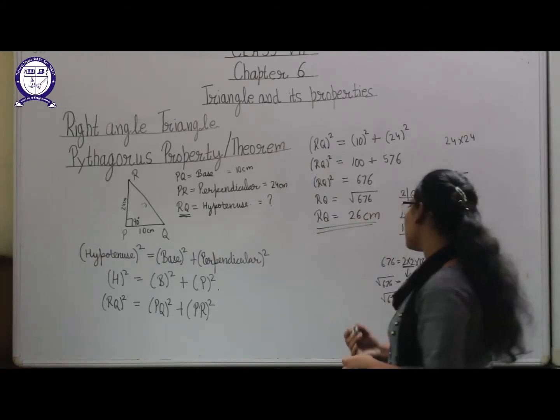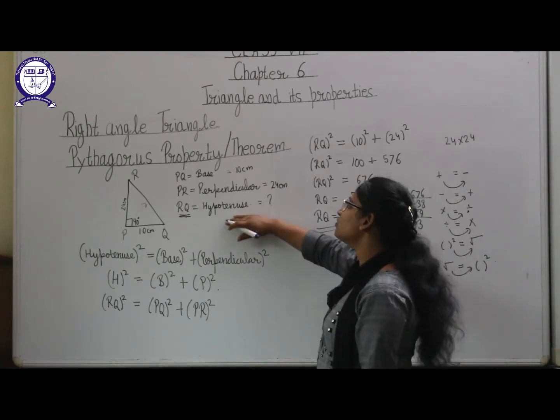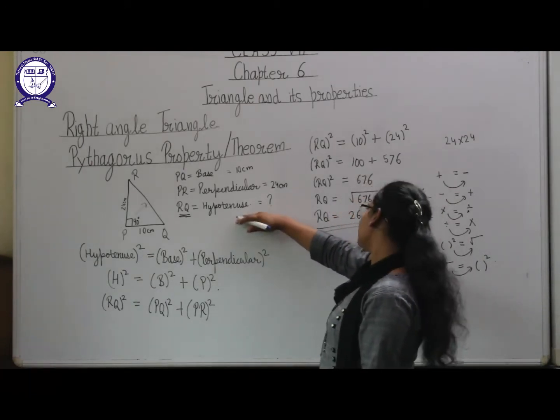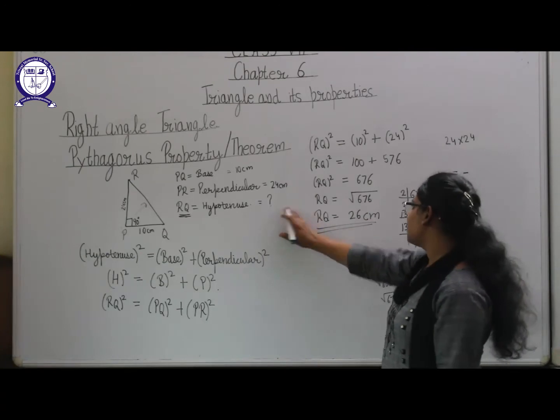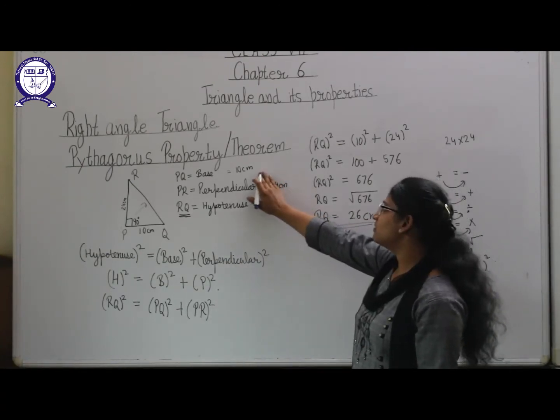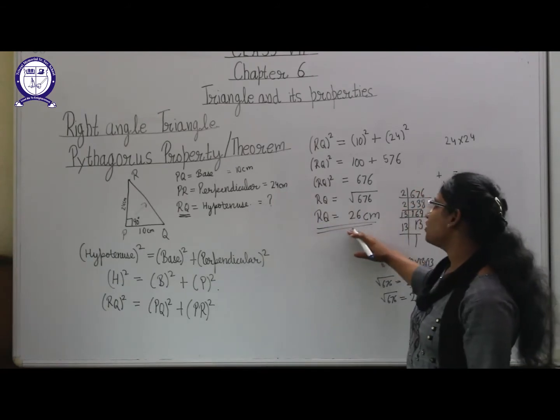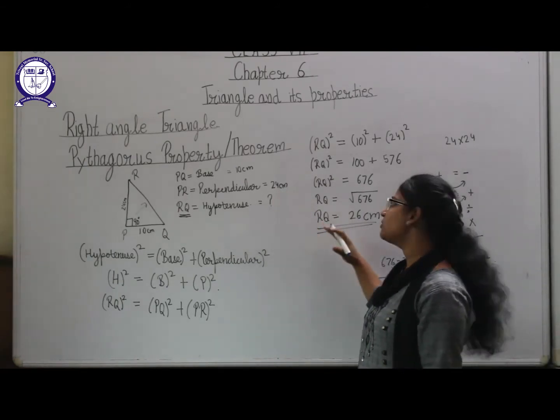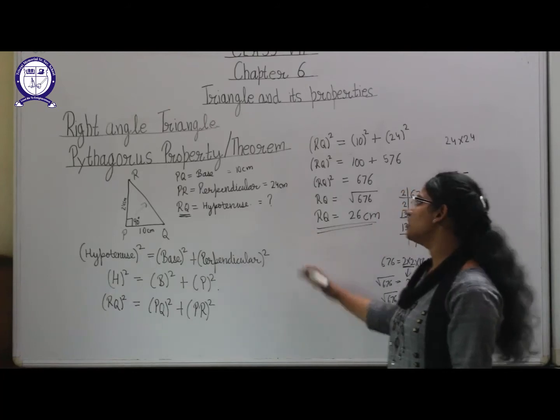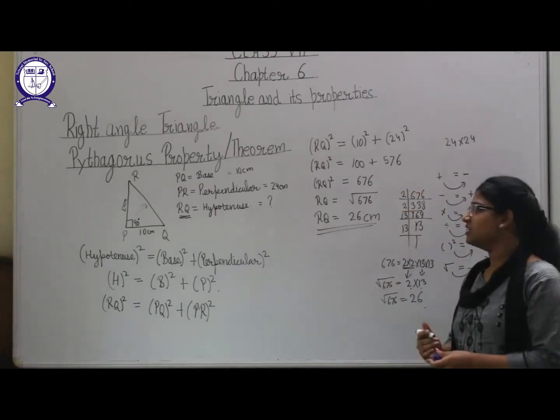And students, as I told you earlier, hypotenuse is the longest side. Here we get RQ as 26. It means one side is 10, another is 24, and we get hypotenuse as 26. So this proves that hypotenuse is always the largest side.